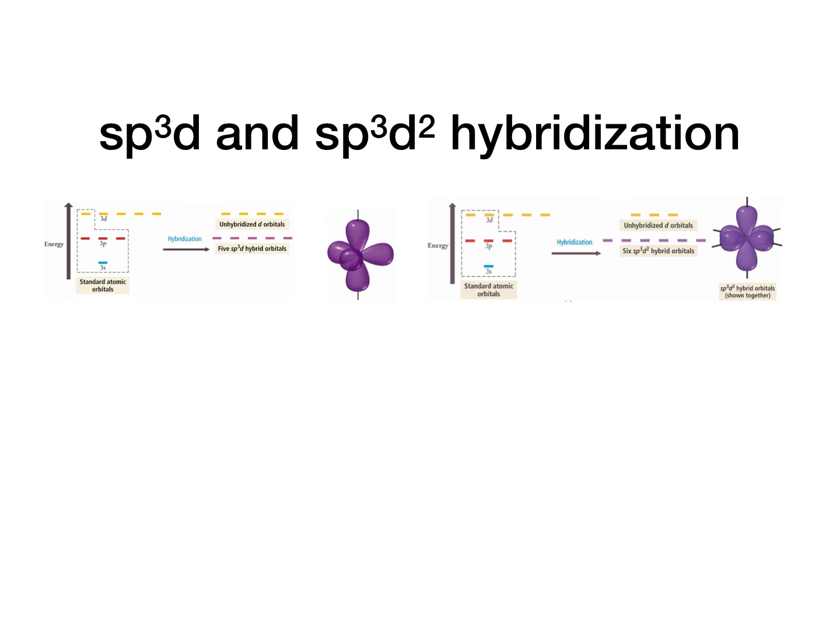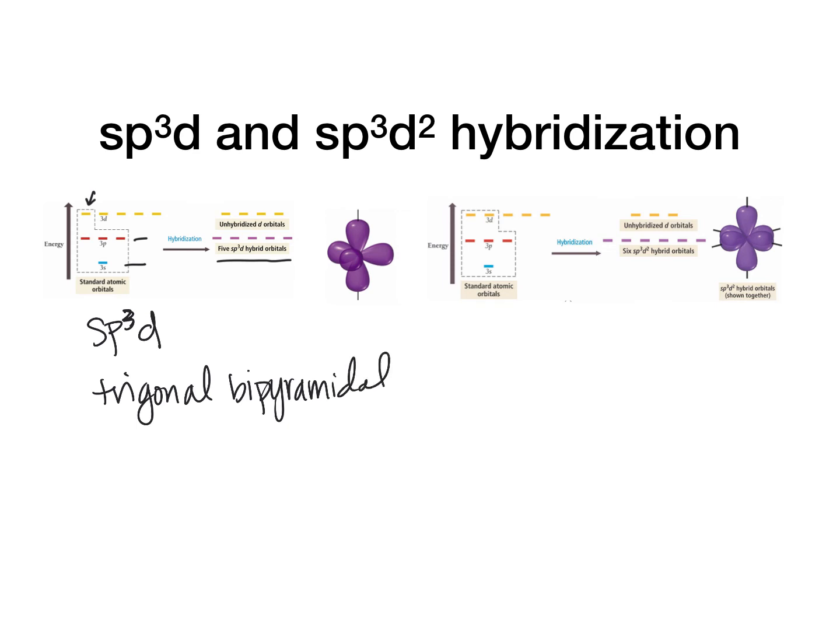So we can also create sp3d and sp3d2 hybridization. And so in this case, what we see is that for the sp3d, we've added our one s, our three p's, and a single d orbital together to give us 5 sp3d hybrid orbitals. And this is trigonal bipyramidal. And so when we think about this hybridization, this will be for larger molecules in that case.